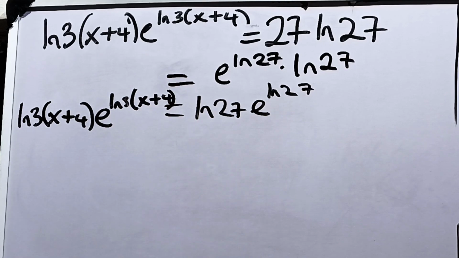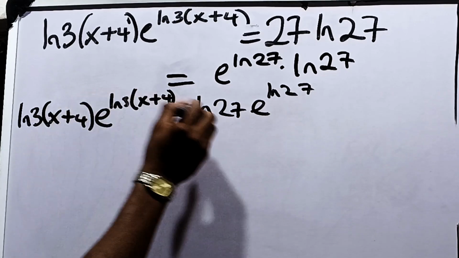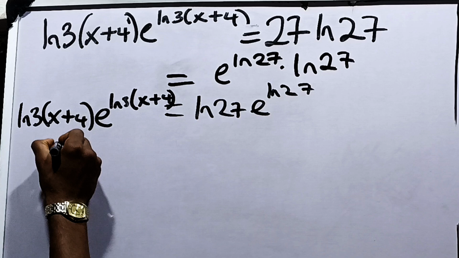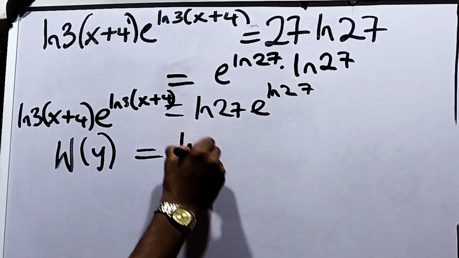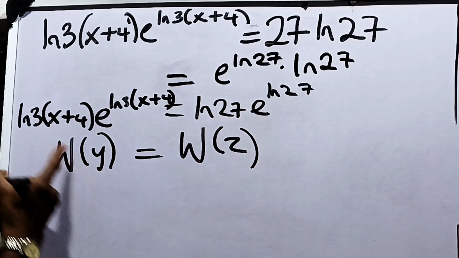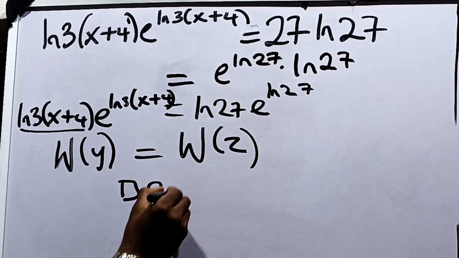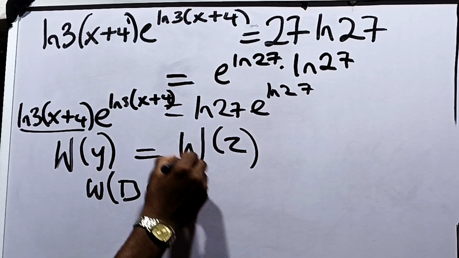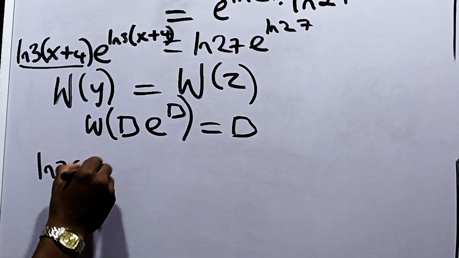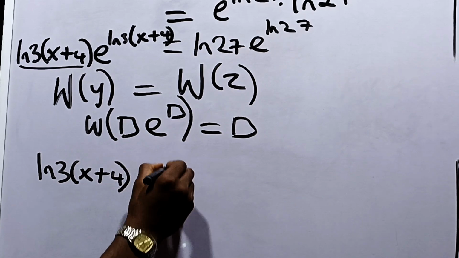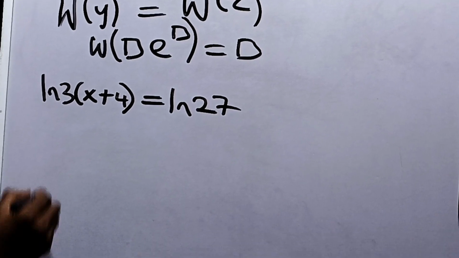Now let's take the W of both sides. If we take the W of both sides, we have W of this side and W of this side. Recall that this is y. Let's call this one z, so let's make our work neater. Now what does this become? W of y becomes only this, from the law that says if you take the W of this, it gives us this. So we have ln of 3 into x plus 4 is equal to ln of 27. Sweet deal.